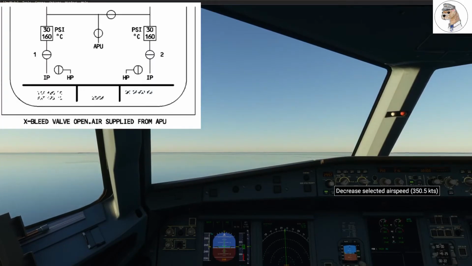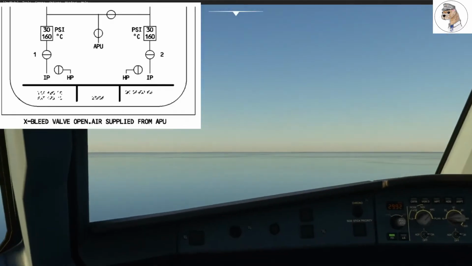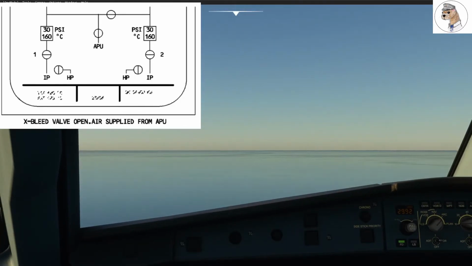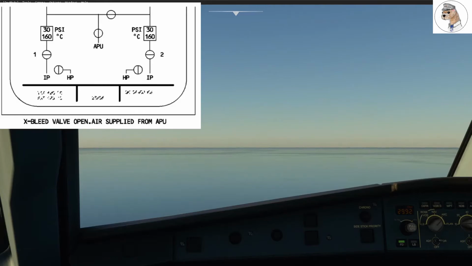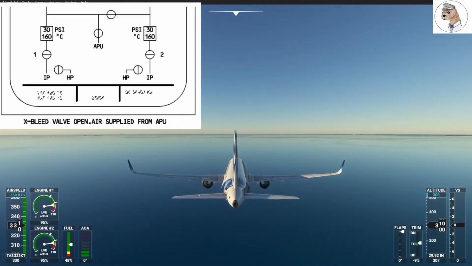So, the crossbleed valve itself is located on the crossbleed duct, and that allows air to supply the systems of both engines from the other. But it also allows it to be isolated in the event that maybe there are contaminants and we don't want to risk damaging something more than it already is, or breathing in horrible, horrible gases.